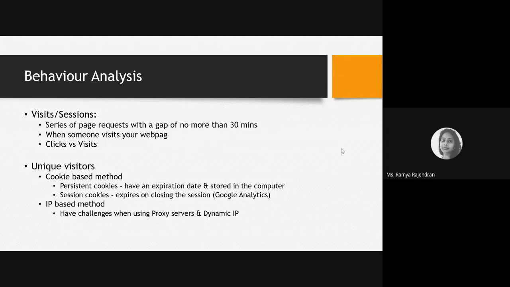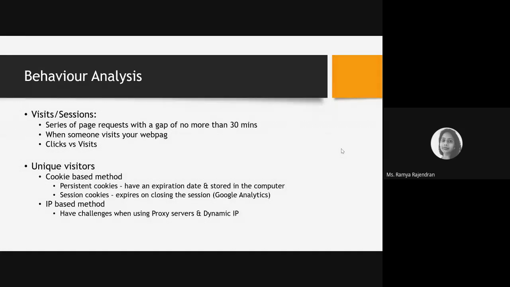In persistent cookies, they have an expiration date, and it gets stored in your computer when you accept the cookies. Whenever you get into that website again, it will be counted as the same visitor. Whereas session cookies never get stored in the computer, and they don't have an expiration date at all. When you close the session, it expires.